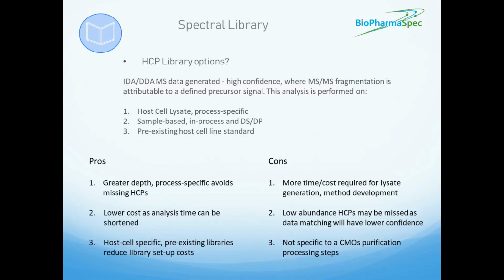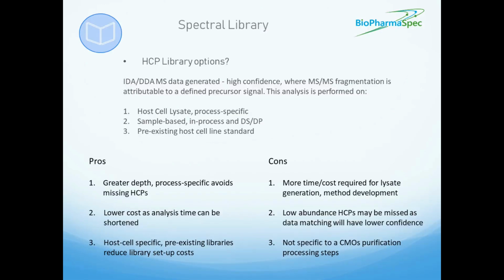Another option is the use of in-process and/or drug substance and final drug product samples for the basis of your library. This can be useful in cases where in-depth analysis of low abundance HCPs is not necessary and an overview is preferred, or perhaps a lysate is too difficult to generate. An advantage is that the sample preparation stages can include both the library prep and the HCP quantitation, which can significantly cut the analysis-related costs and the project timeline.